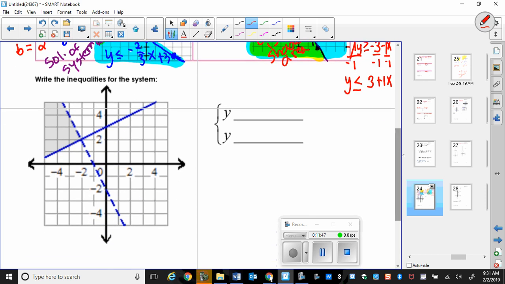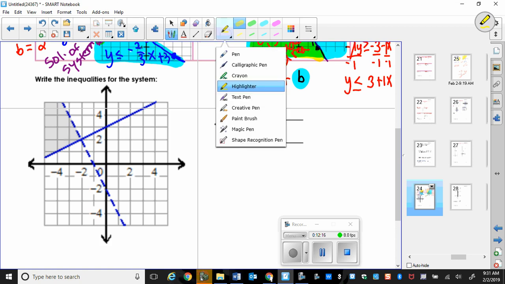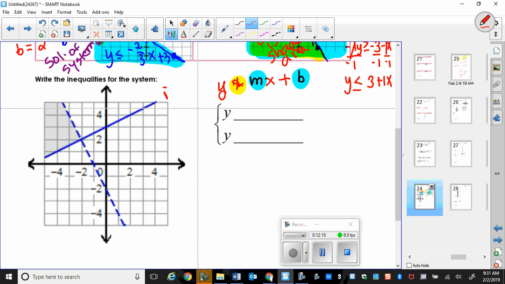Now, this is write the inequalities for the system. So first, we're going to have two lines. We know what y is. We're looking for the symbol, the slope, and the y-intercept. So we need to decide how we shade for each line. So I'm going to number these lines. This is number 1, my first y. This is number 2, my second y.